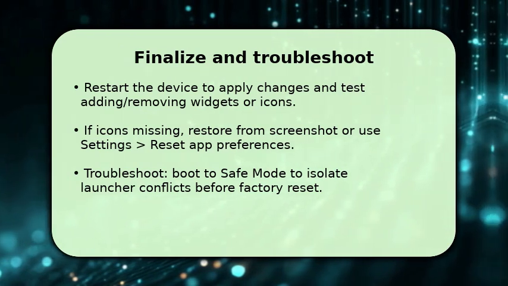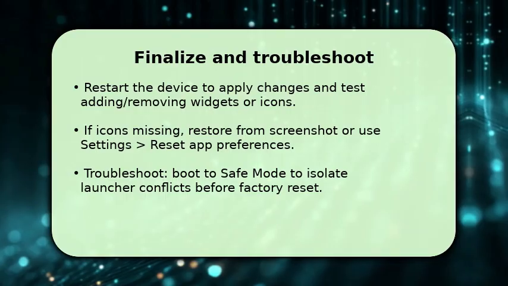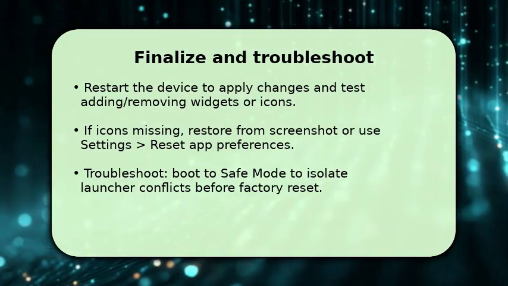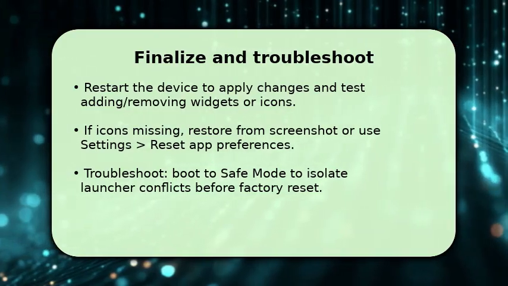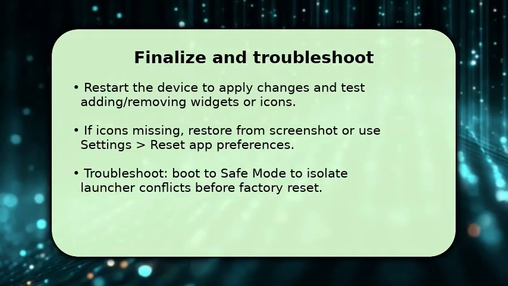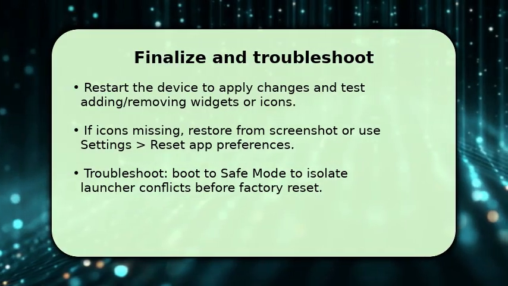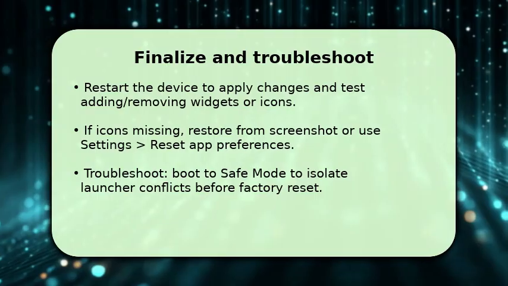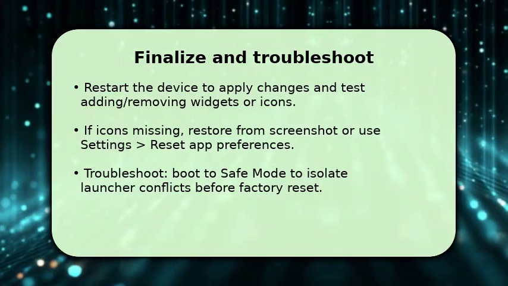If items disappeared, use your screenshot as a guide and restore icons manually, or use Settings, Reset App Preferences to recover defaults. If the layout remains locked, boot into safe mode to check for launcher conflicts. If that proves the issue, remove the offending app.